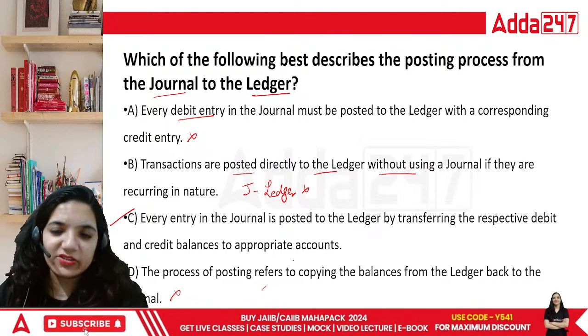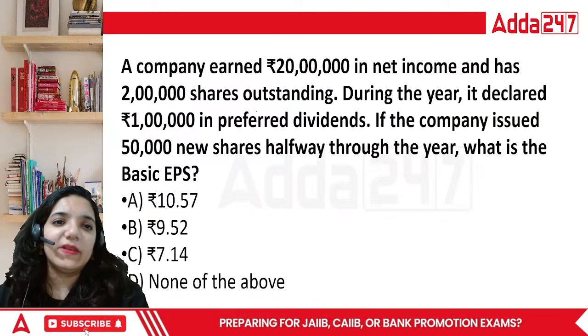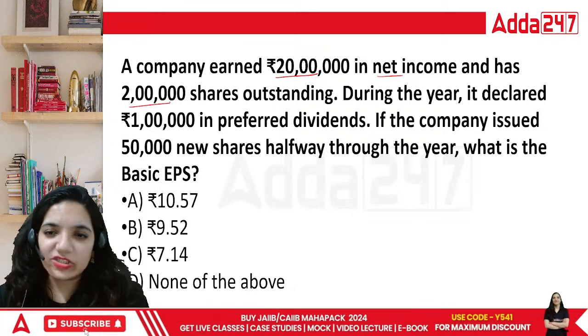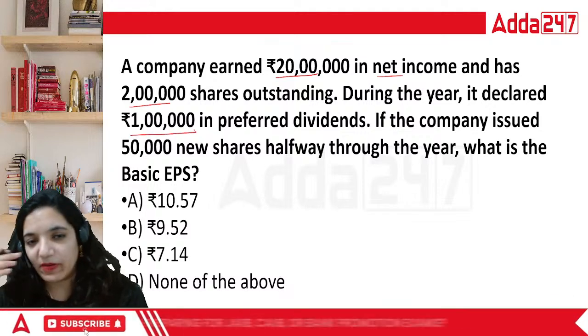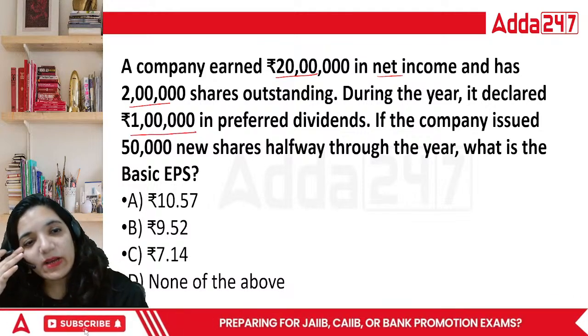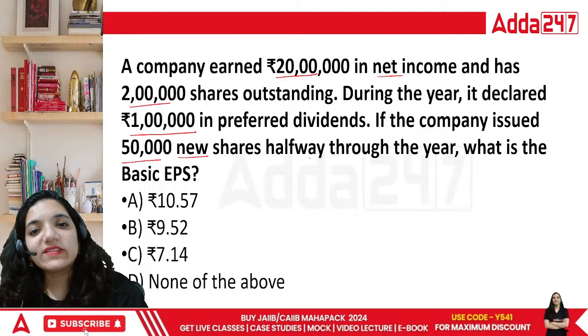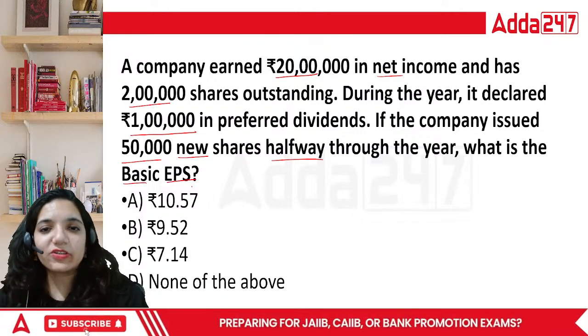Let's talk about the next question then. A company earned 20 lakh in net income and 2 lakh shares were outstanding. During the year, they had given dividend to the preference shares of rupees 1 lakh. If the company issued 50,000 new shares halfway through the year, what is their basic earning per share, everyone?